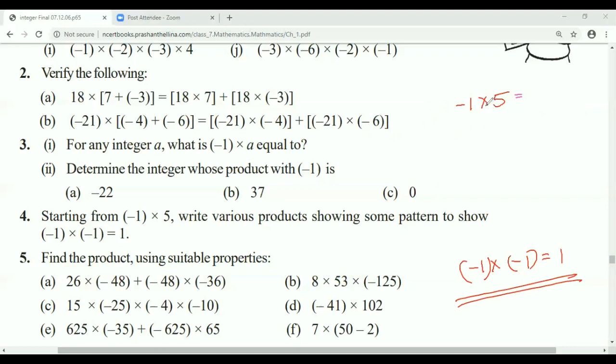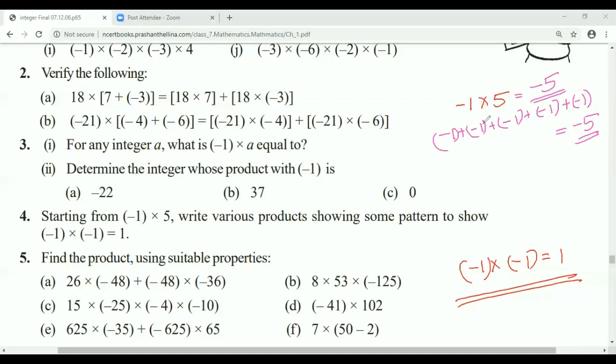Actually, how it is happening is negative 1 plus negative 1 plus negative 1 plus negative 1 plus negative 1. Now there are 5 negative ones. Negative 1 into 5 means 5 times negative 1 is added, so multiplication means repeated addition. That's why you are getting negative 5. Directly, as per the rule, negative 1 into positive 5, the answer is negative 5.